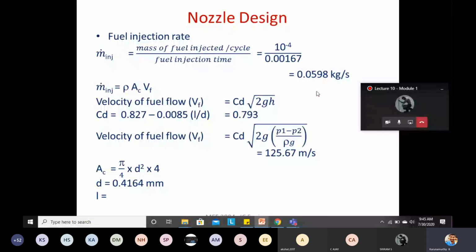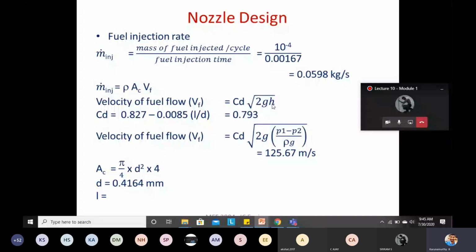Okay, so the mass flow rate of the fuel injected is given as rho A into V. The density of the fuel is given. The cross-sectional area is pi by 4 d square, and the velocity of the fuel flow is CD into root 2GH. So to calculate this, you should know the value of CD. To determine the value of CD, the expression in terms of L by D is given. If you substitute the value of L by D as 4 in this expression, then you will get the value of CD. So the value of CD is known. If you know the value of H, you can find the velocity of flow.